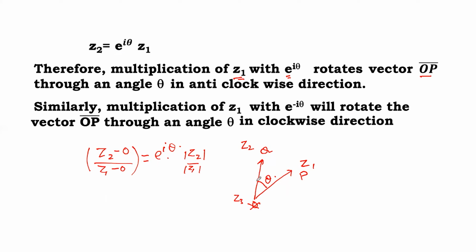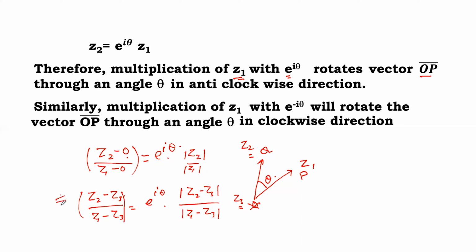The formula would be, right, reaching to Z2. So you have to write Z2 with respect to Z3. In place of 0, I'm writing Z3: (Z2 minus Z3) upon (Z1 minus Z3) equals modulus of (Z2 minus Z3) upon modulus of (Z1 minus Z3) times e to the power I theta. This is the rotation formula, and a very, very, very useful formula. You have to remember this, right?